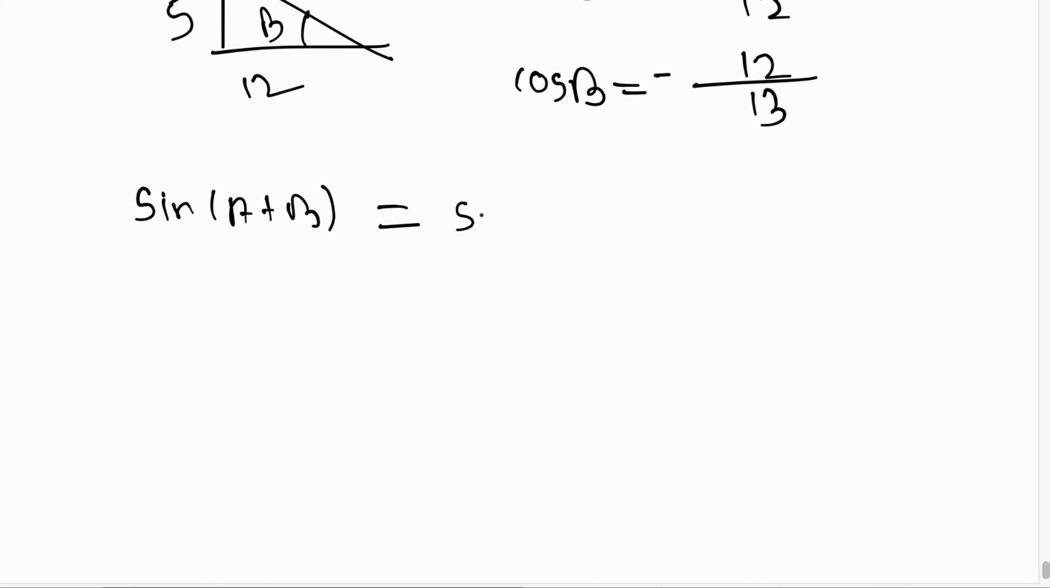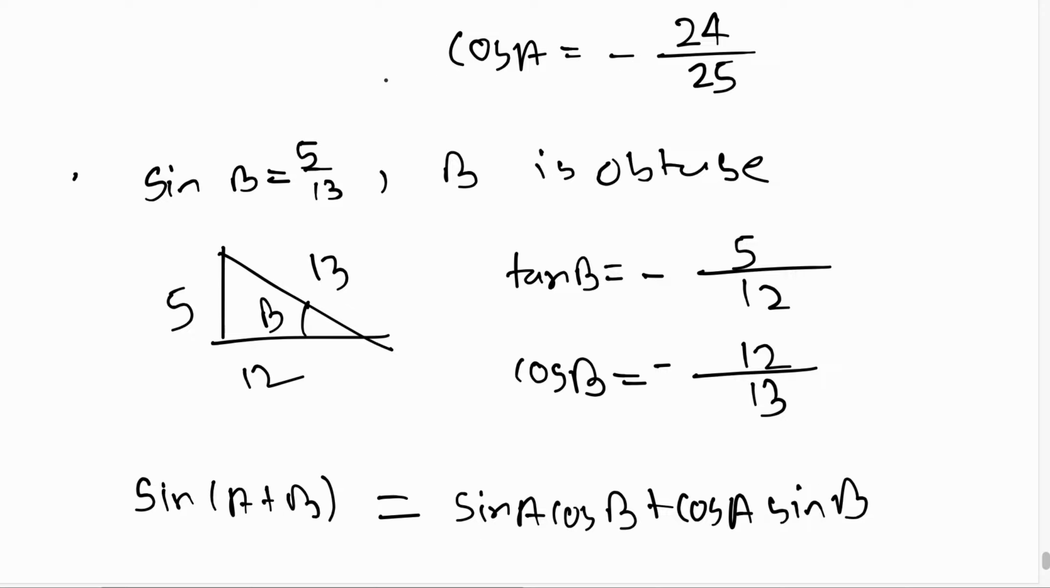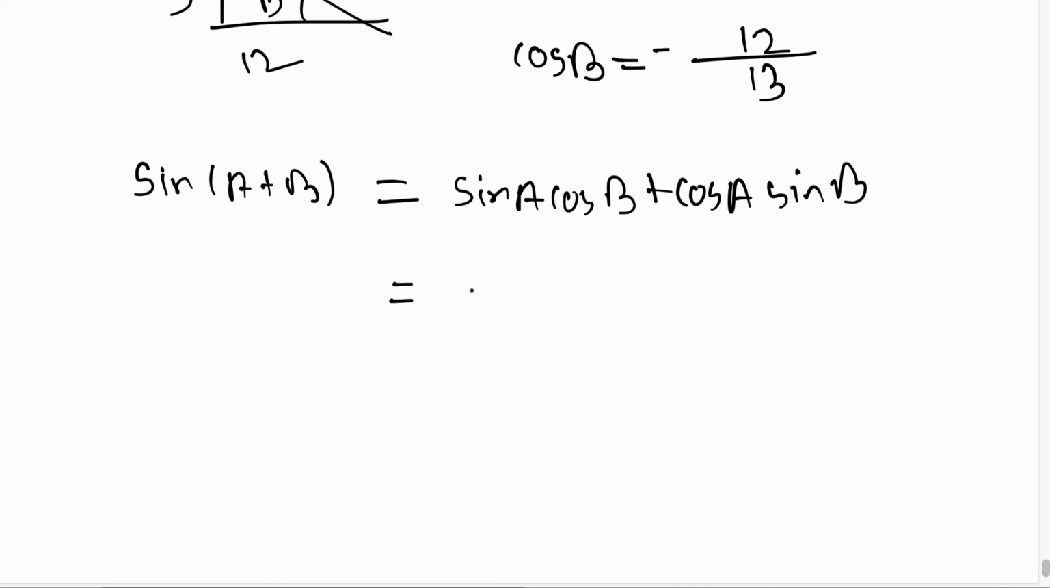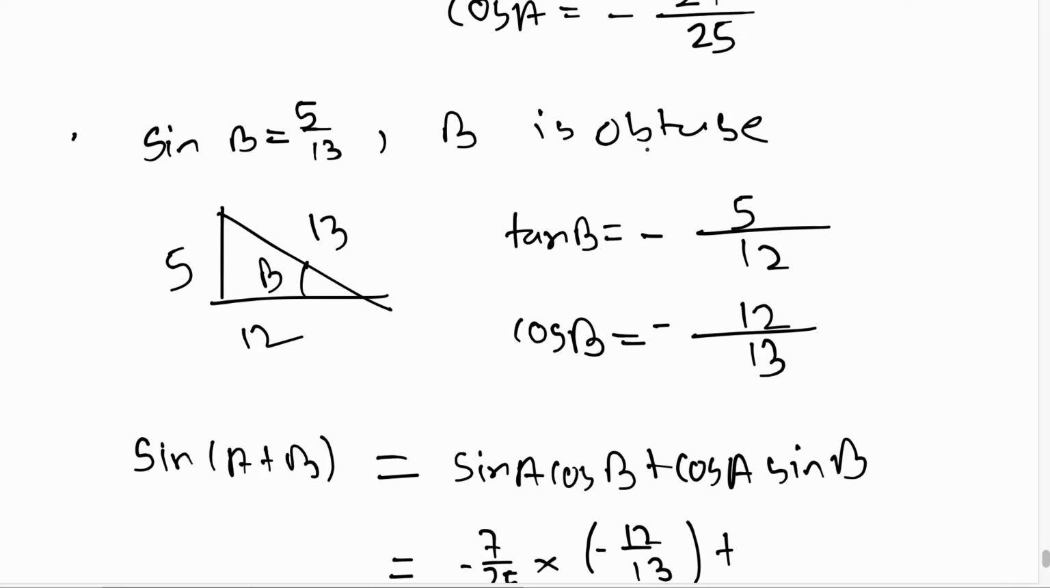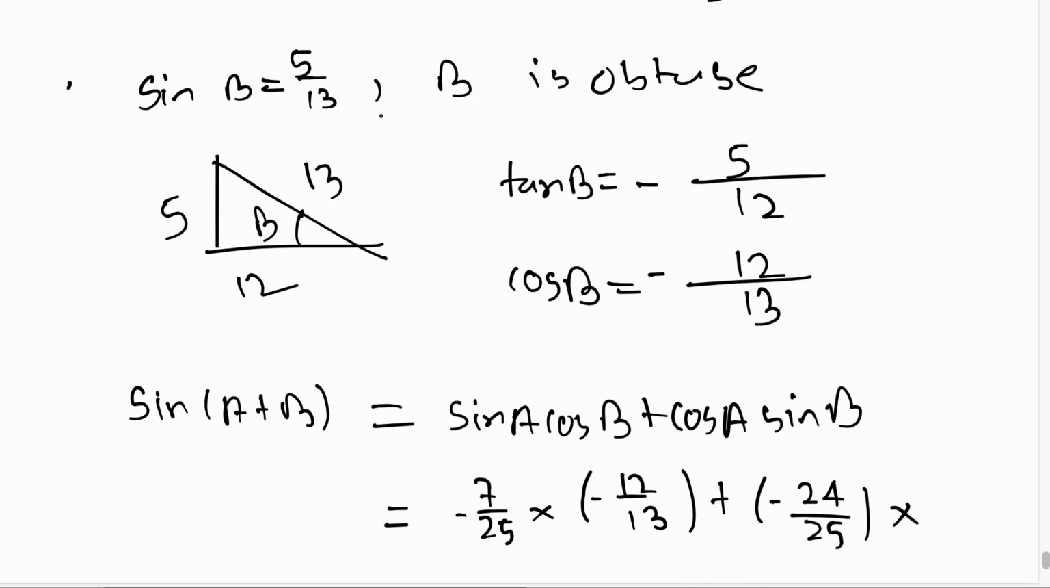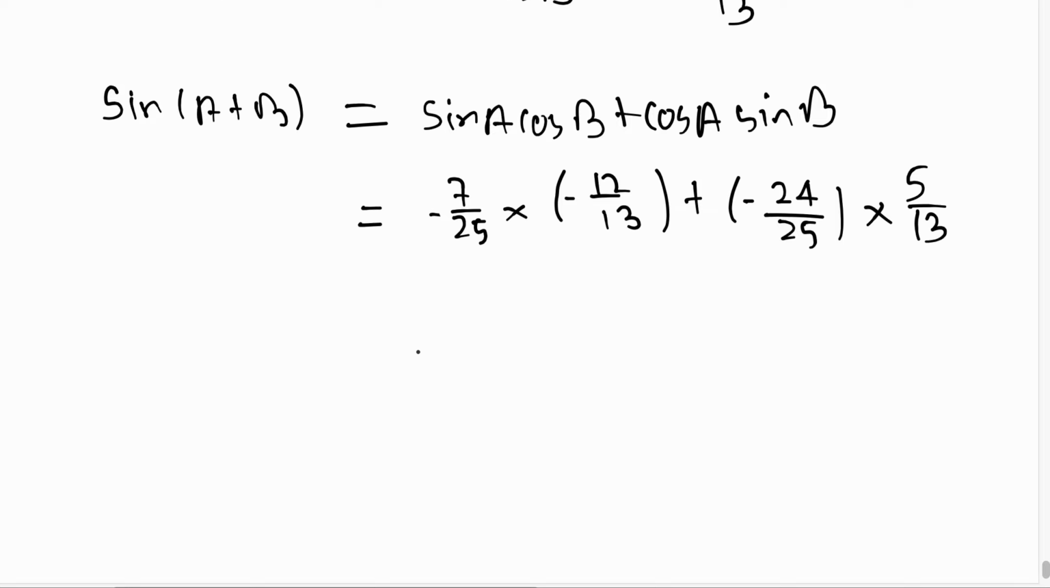Sine of A plus B means sine A cos B plus cos A sine B. We got all the values from here: sine A, cos B, all the things. Let's put it here. Minus 7 by 25 multiplied by cos B, which is minus 12 by 13, plus cos A, which is minus 24 by 25, multiplied by sine B, which is 5 by 13. The value would be minus 36 divided by 325.